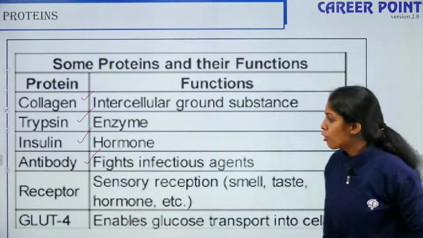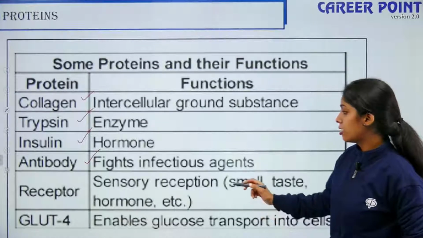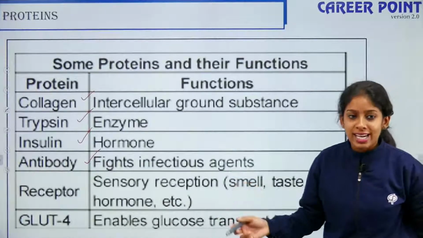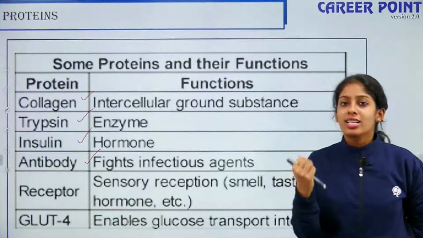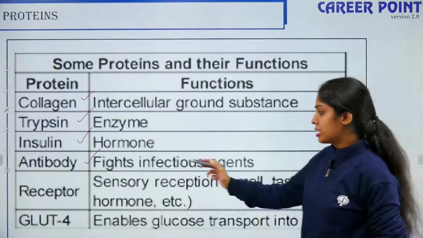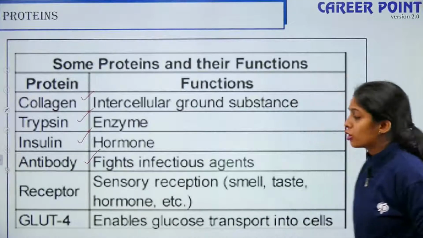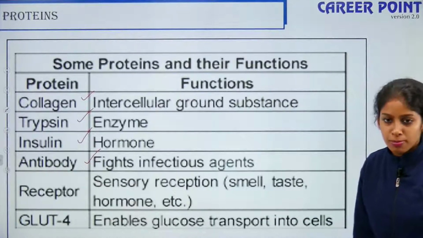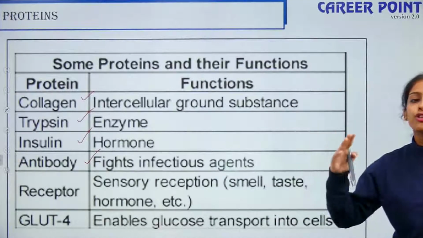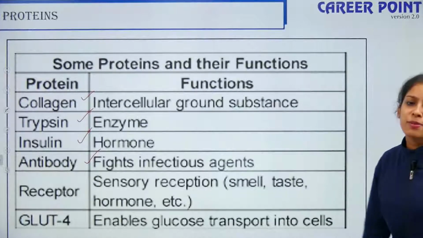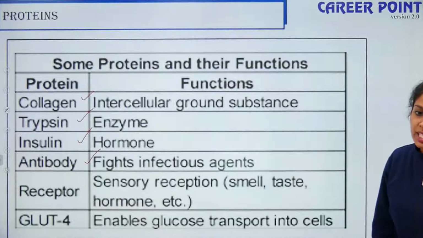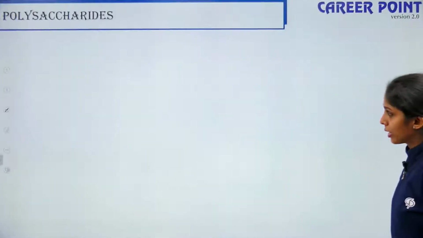Then receptor molecules, sensory reception, like smell and taste. So who receives your taste? That is your gustatory receptor, right? So the receptor and GLUT4. GLUT4 is your glucose transporter. It helps to transport carbohydrates or monosaccharides. So once again, this table is given in your textbook. So please be thorough with this table as well.